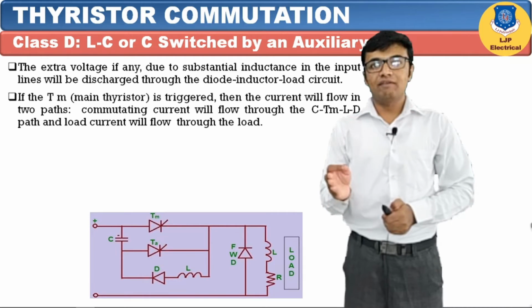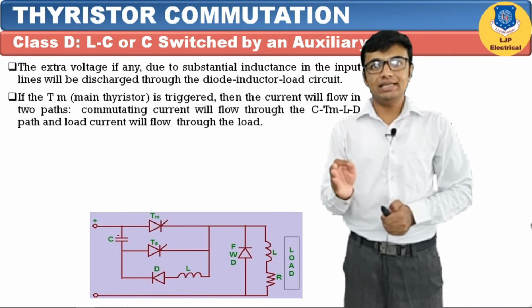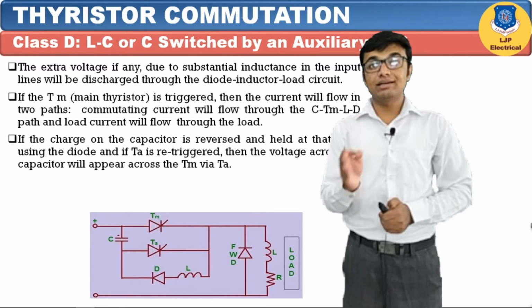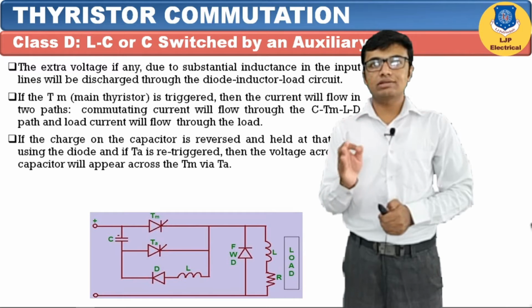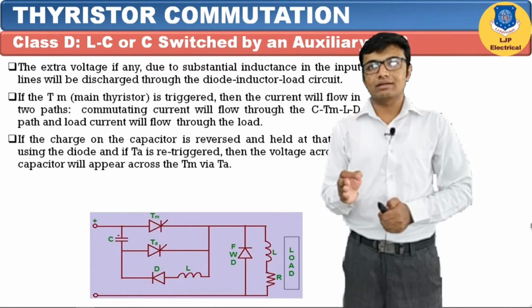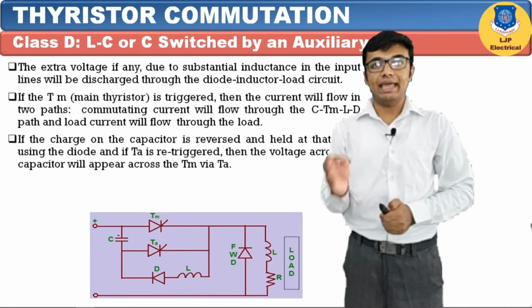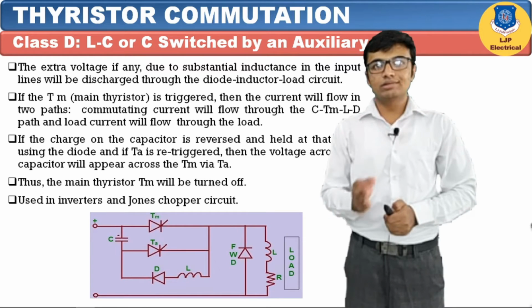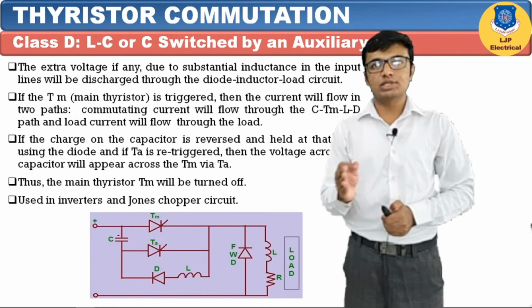Commutating current will flow through the capacitor C, Tm, inductor L, diode D, and the load current will flow through the load. The charge on the capacitor is reversed and held at that using the diode. If thyristor TA is re-triggered, then the voltage across the capacitor will appear across the Tm via TA. Thus the main thyristor Tm will be turned off. It is used in inverters and Jones chopper circuit.